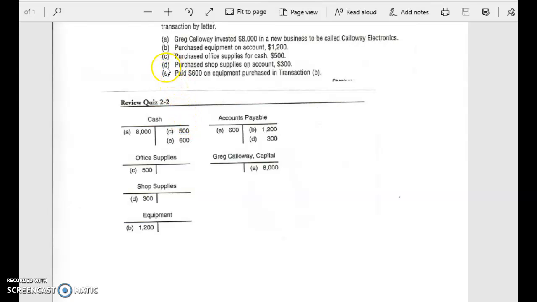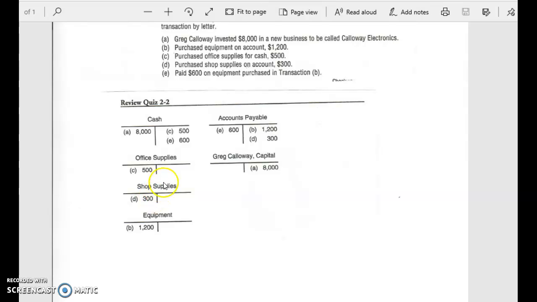Now, transaction D, purchased shop supplies on account, $300. Okay, let's look at the two accounts that are impacted. Shop supplies is one of them, and we purchased it on account, so we're going to be using accounts payable again. So we purchased shop supplies. Those are increasing. We're creating a T account called shop supplies. Shop supplies is an asset. It has a normal debit balance, so we are entering it on the debit side to increase it. And notice we have labeled it the letter D to identify our transaction.